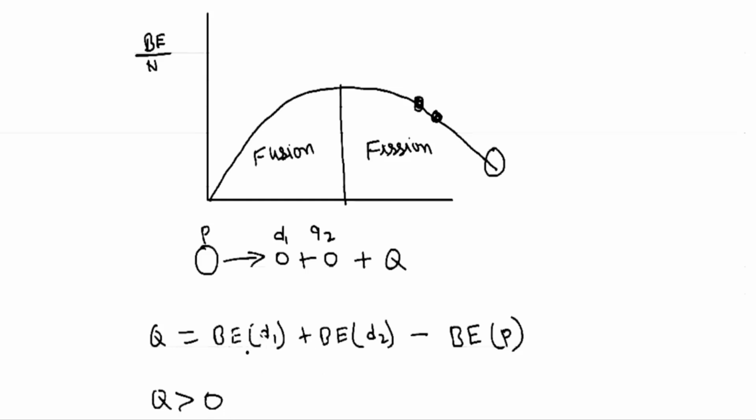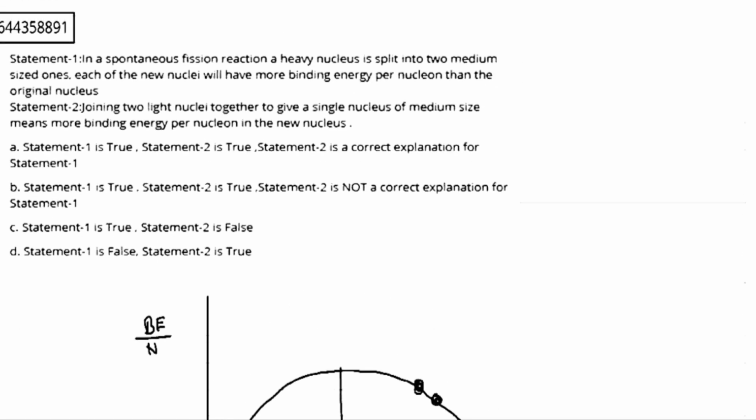So the binding energy of D1 plus the binding energy of D2 is greater than 0. So we can see that this statement is the correct statement. Clear? So the first statement is the correct statement.